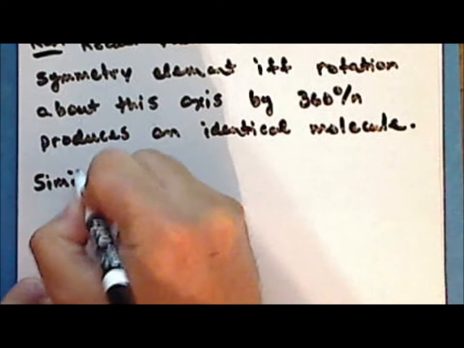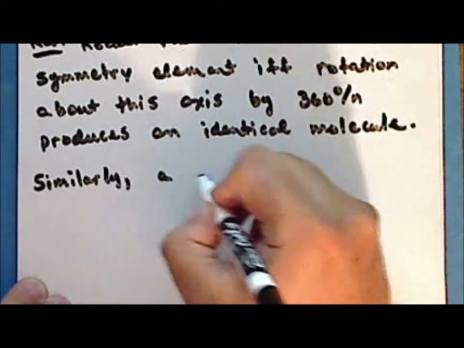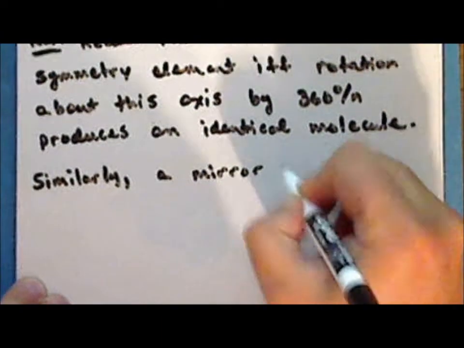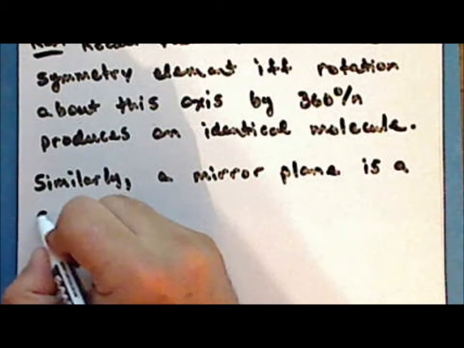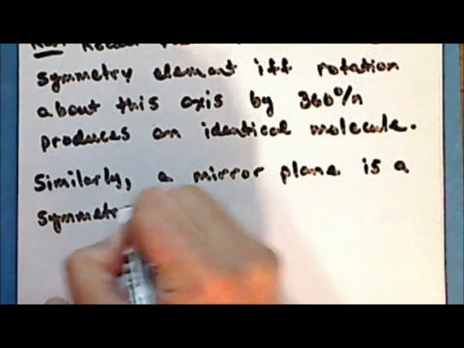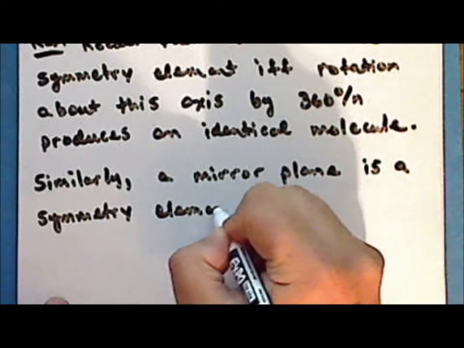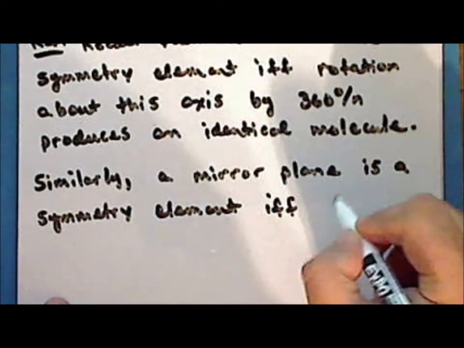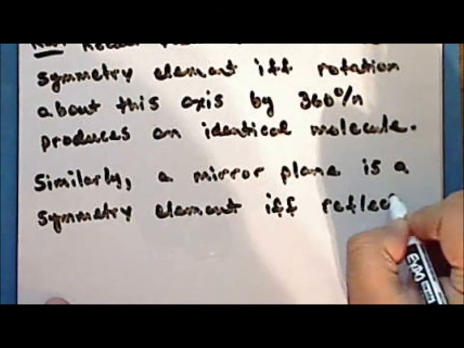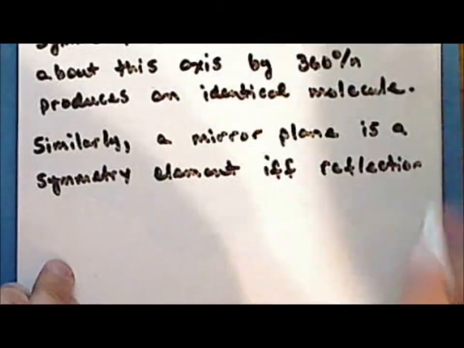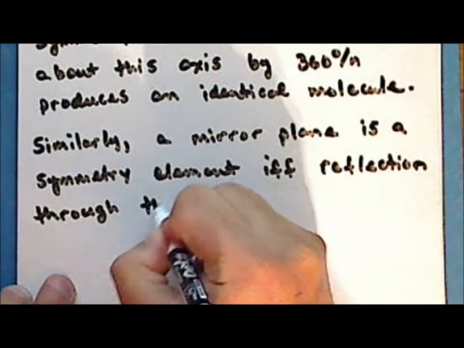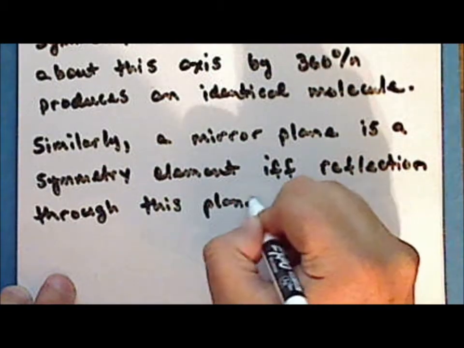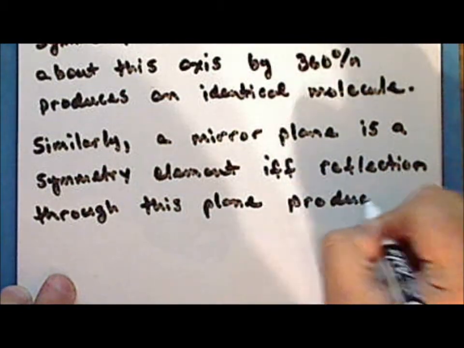Similarly, a mirror plane is a symmetry element if and only if reflection through this plane produces an identical molecule.